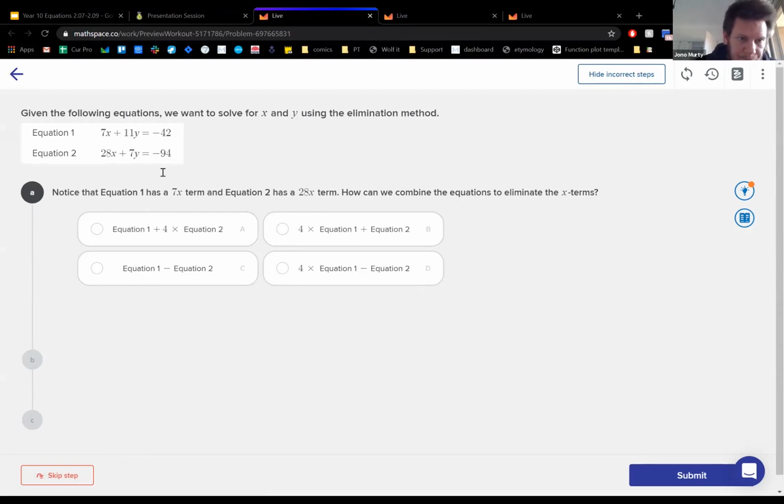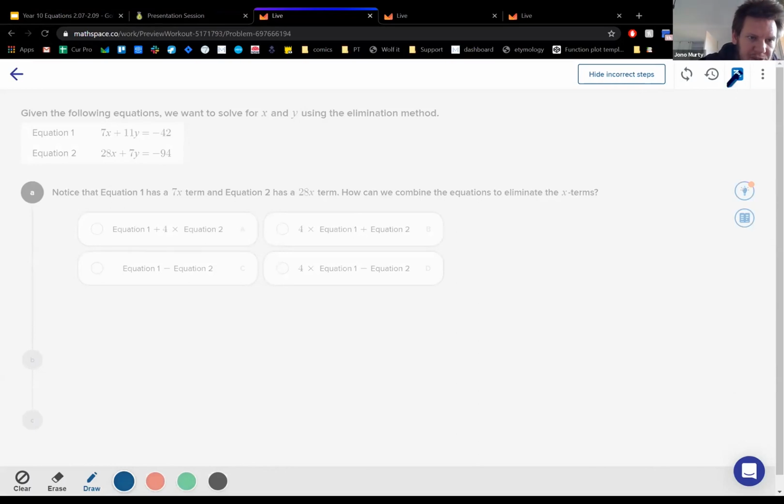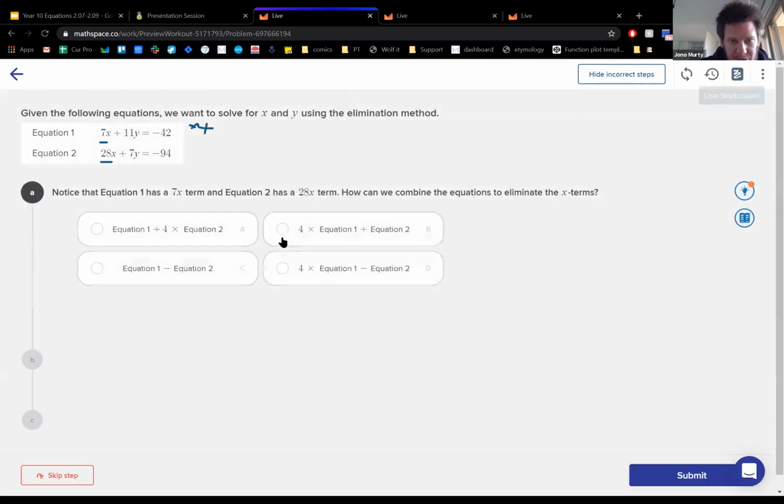Okay, so the first thing you want to do for the elimination method is generally compare the coefficients of the x terms or the y terms. You can see here we have 7x and 28x. They have a common factor of 7. So if I times equation 1 by 4, this will become 28x. So 4 times equation 1, it's going to be one of these options. Oh no, it's going to be that one. If I have 4 times that, I've got 28x on both, so I want to take away equation 2.